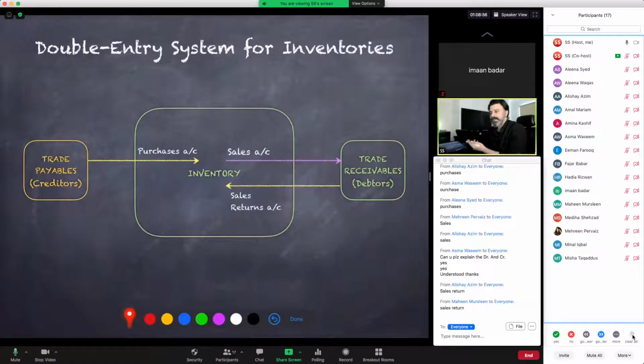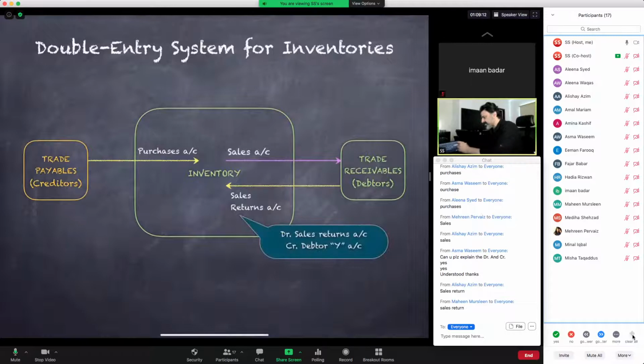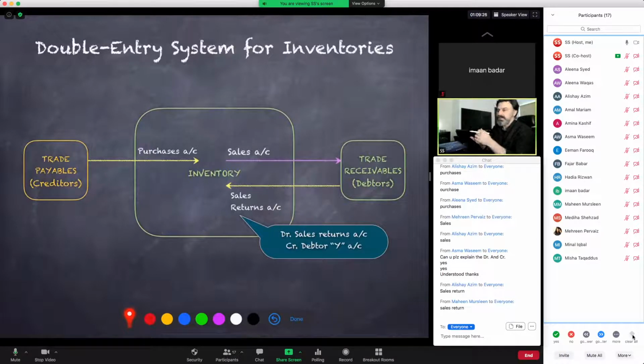Now, how do we journalize this sales returns? Let me make it easy, we're running out of time. The tip of the arrow is always the debit part of the double entry, and the tail of the arrow is always the credit part of the entry. I will explain it in a bit. So you can see sales returns are increasing our asset. That is why sales returns is going to be debited, and debtor Y is going to be credited, because debtor Y owes us less now. He has returned the goods back to us, so debtor Y doesn't owe us as much as before. We're losing our receivable here. So we debit the sales returns account and credit the debtor Y's account.